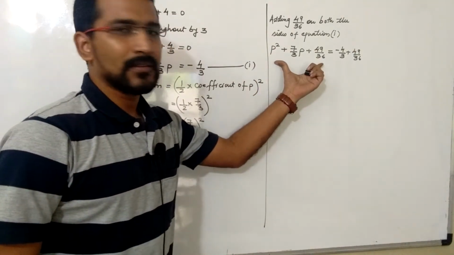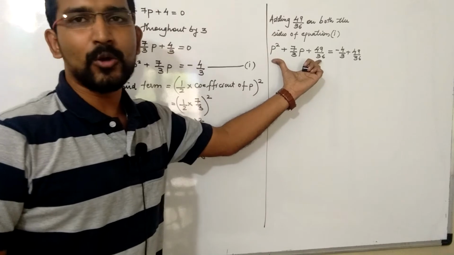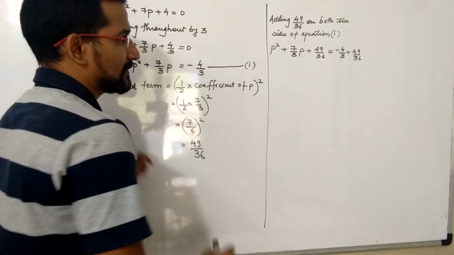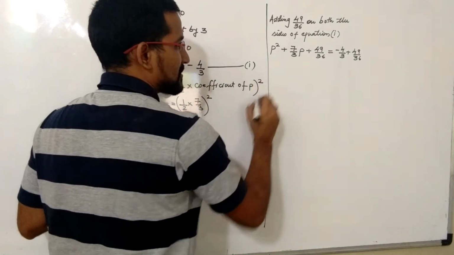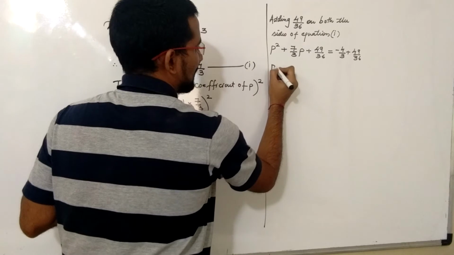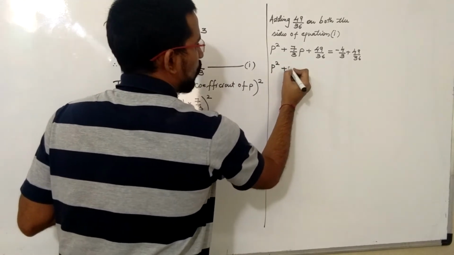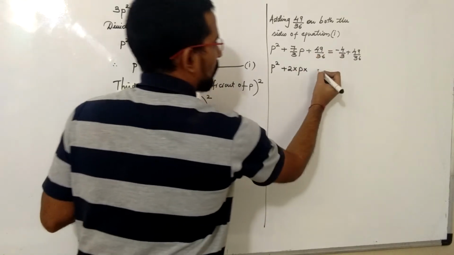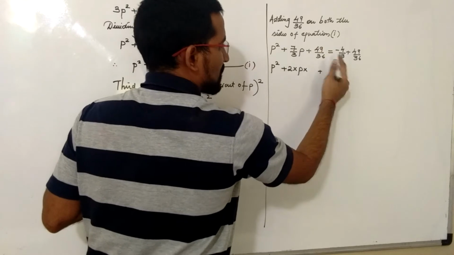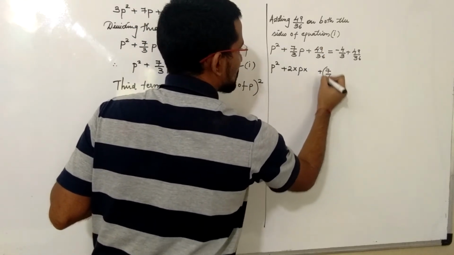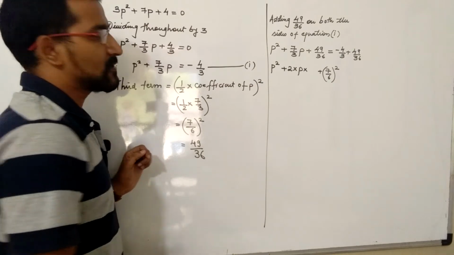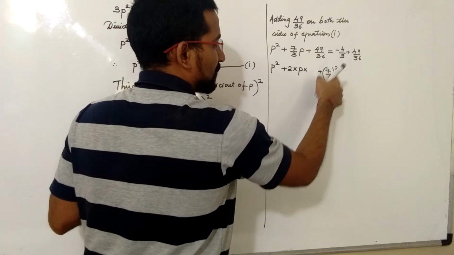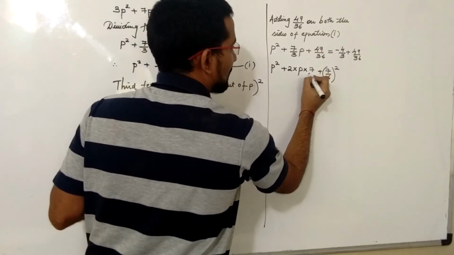Now we got the third term, and this is in the form of a square plus 2ab plus b square. But we'll show how it is in that form. So what is a here? That is p. So p square plus 2 into a, that is p, into b. What is b? This term is b square. So can I write this as 7 upon 6 the whole square? Because 7 upon 6 the whole square is nothing but 49 by 36. So we have to represent it in the form of b square, so 7 upon 6 the whole square. So what is b here? 7 by 6.